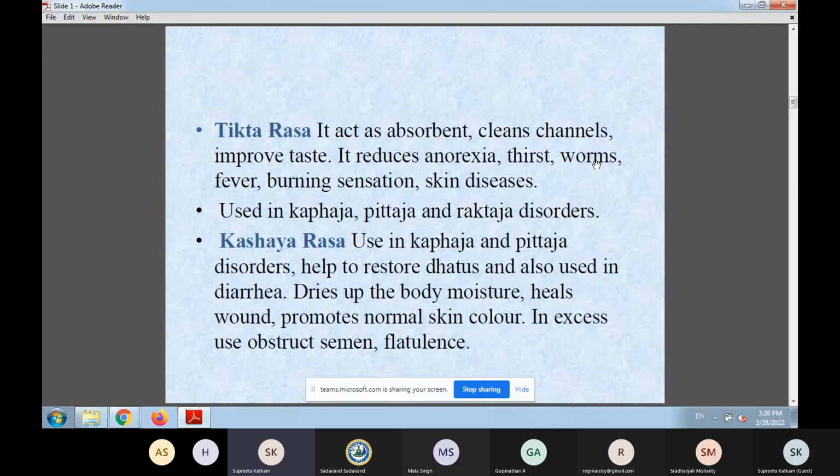Okay. So just to summarize these six rasas, first importantly, can somebody tell me which rasas pacify which dosha? This is important for you to know.